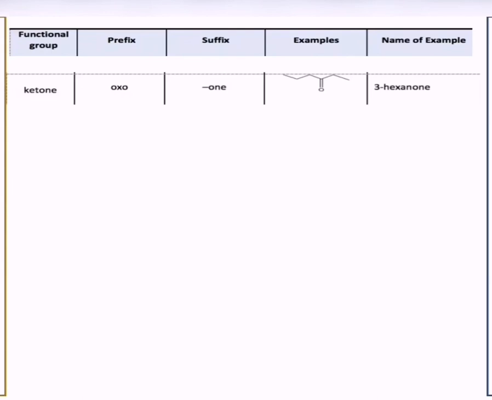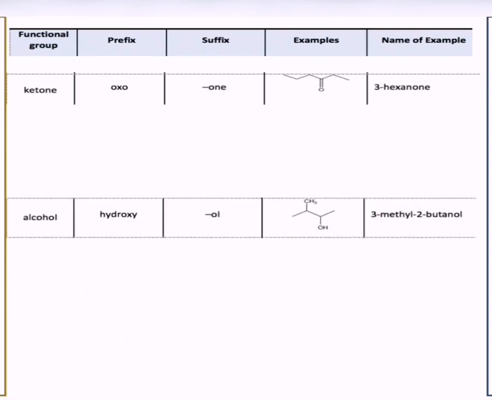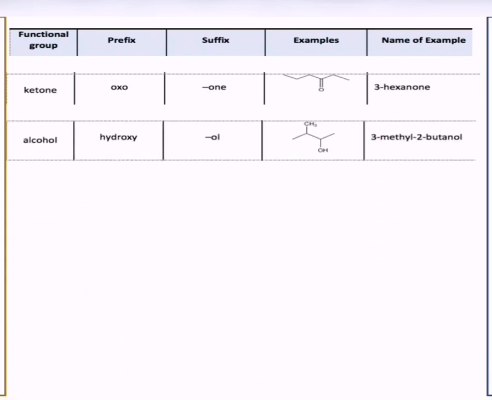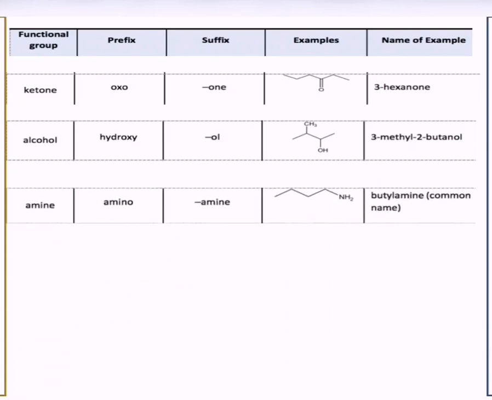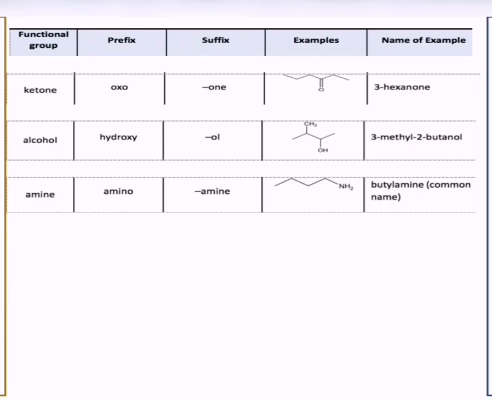The next one is ketone. The suffix is -one, and the example is 3-hexanone. The next one is alcohol. The suffix is -ol, and the example is 3-methyl-2-butanol. The next one is amine. The suffix is also -amine, and the example is butylamine.